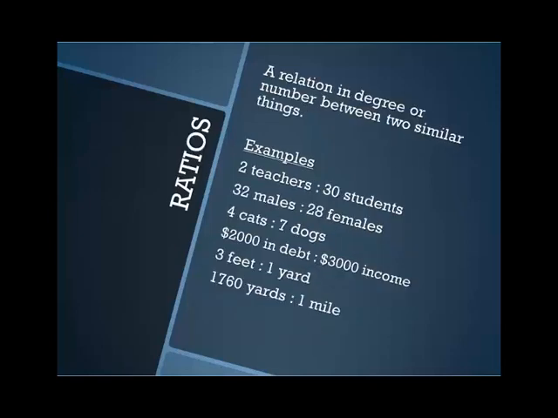A ratio is a relation between two similar things. So for instance, there are 2 teachers to every 30 students, 32 males for every 28 females, 4 cats for every 7 dogs, $2,000 in debt to every $3,000 in income, 3 feet for each yard, and 1,760 yards for each mile.